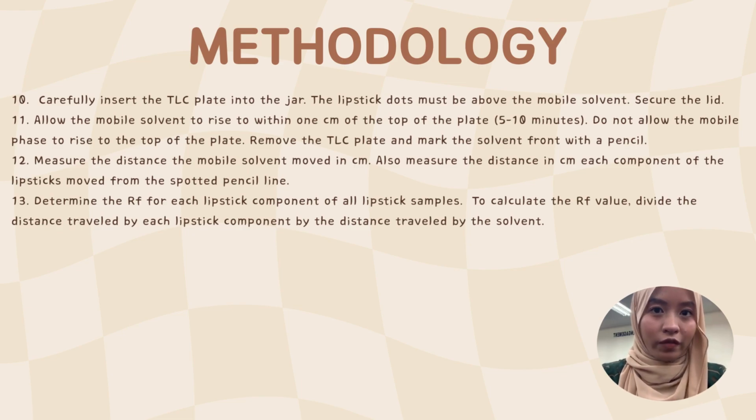Number 11. Allow the mobile solvent to rise to within 1 cm of the top of the plate, 5 to 10 minutes. Do not allow the mobile phase to rise to the top of the plate. Remove the TLC plate and mark the solvent front with a pencil.